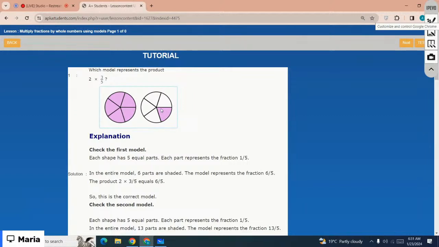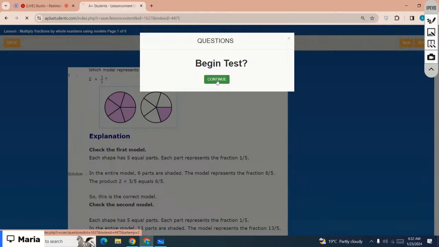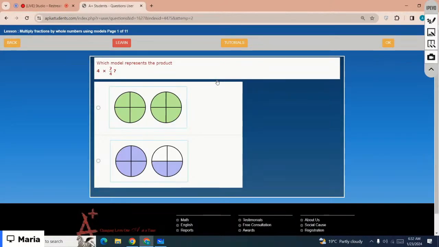Let's just start with the test questions. Okay. Which model represents 4 times 2 over 8? Sorry, 4 times 2 over 4. Which is the correct option, 1 or 2? Option number 1 is the correct option.